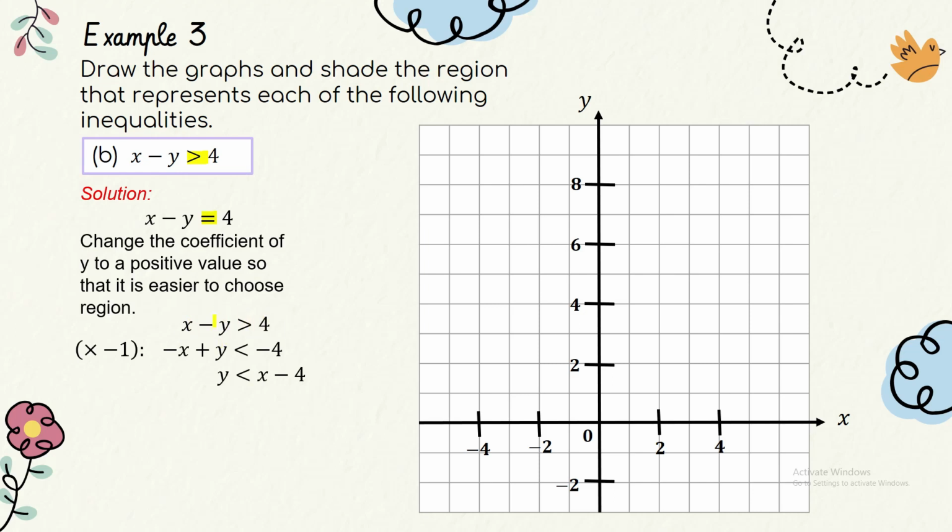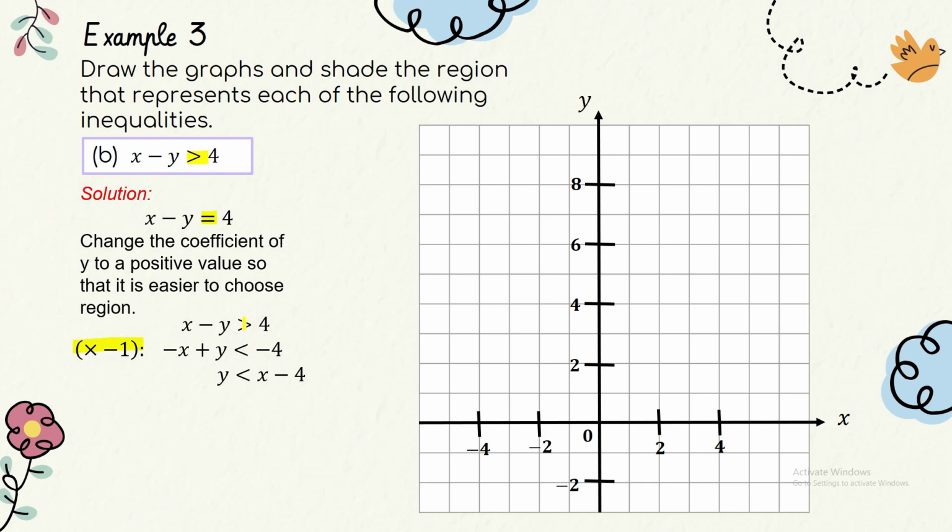How to change this into positive is we multiply by negative 1. Negative times negative will be positive. So that's why we multiply by negative 1 to change this to positive y. Okay, then the x will be negative. Negative x plus y, lower than. Why lower than? Because we multiply by negative 1. If it's negative, the sign will be inverted. Okay, the sign will be inverted.